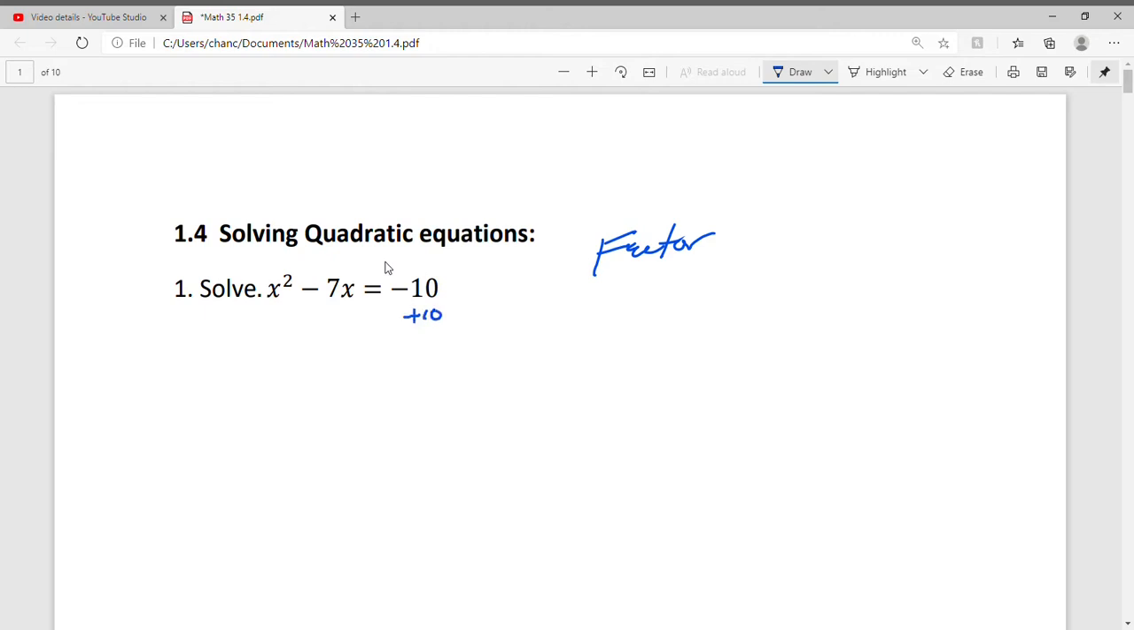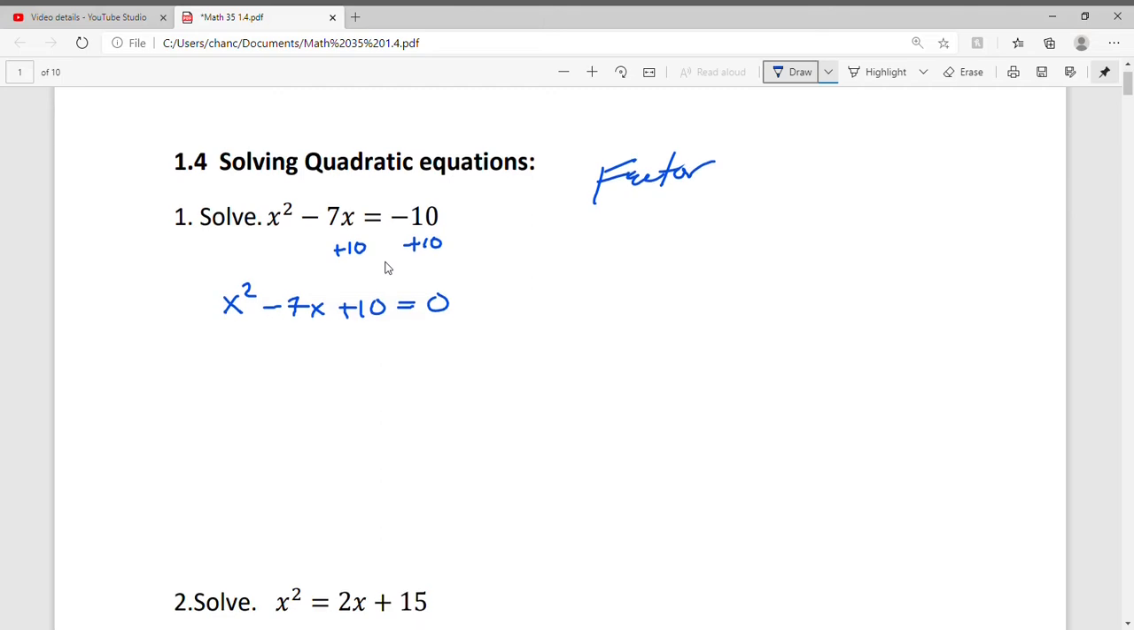I need to isolate the quadratic term, so let's have it as x squared minus 7x plus 10 equals 0. You want to set this equal to 0 before you try to factor. And now since this has three terms, let's use the diamond method. I have a 10 on top, a negative 7 on the bottom. The two numbers are 5 and 2, but they both have to be negative. So this factors as x minus 5, x minus 2 equals 0.